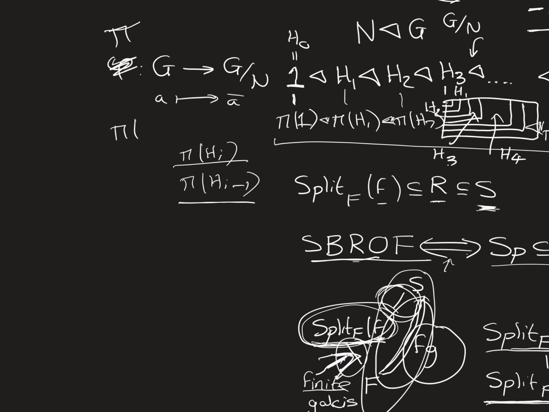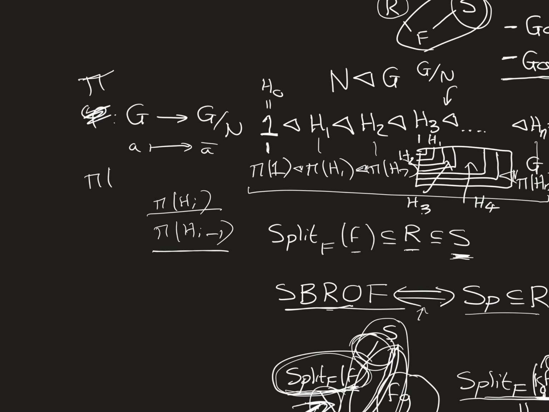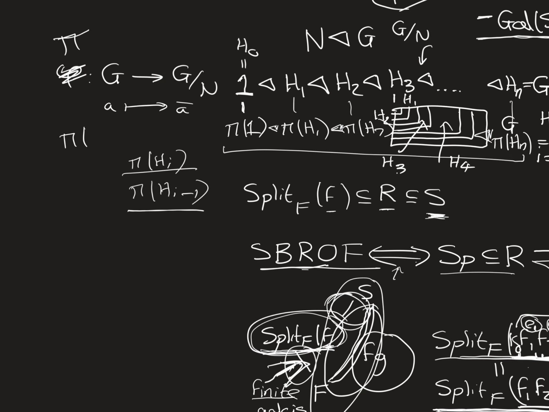I might, in fact, shall I just complete this proof? It's annoying if I set it as an exercise to the viewer. So fine, let's do this. Why is it the case that pi of H_{i-1} is normal inside pi of Hi? Let's take any element a inside pi of H_{i-1}. Let's take any element b inside the larger subgroup pi of Hi, and then let's do b a b inverse, and we want to argue why this is in pi of H_{i-1}. We want to see why conjugating by any element of the larger subgroup lands you back inside your smaller subgroup.